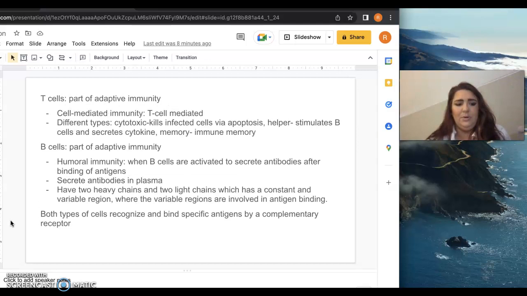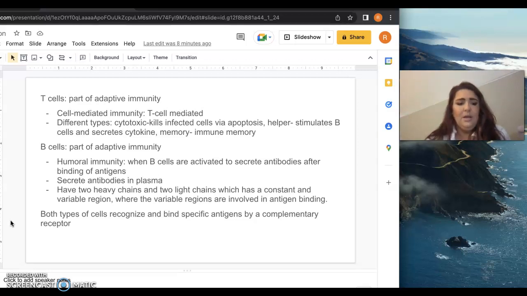And then the T and B cells, which are part of the adaptive immunity. Mainly the T cells are for cell-mediated immunity, and there are different types of T cells. So there's cytotoxic, which kills infected cells via apoptosis or cell death. Helper T cells help stimulate B cells and secrete cytokines, and then memory T cells help with immune memory, which helps the adaptive immunity later on recognize if there is a pathogen or a virus that has been in the body previously. It helps enact the immune response to that and helps the body fight it better.